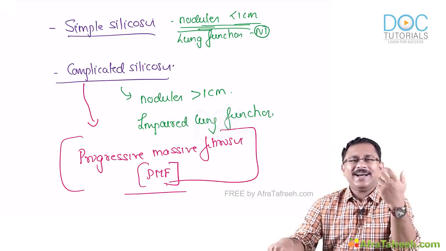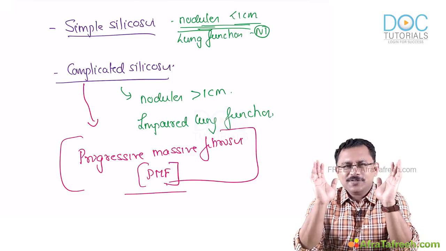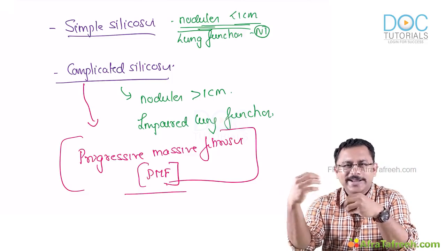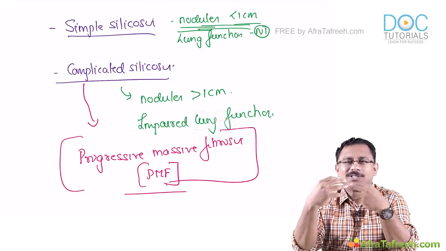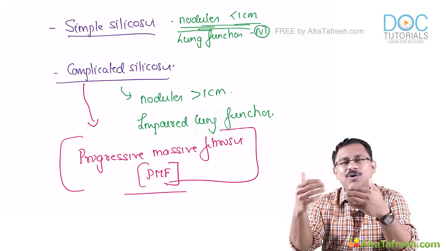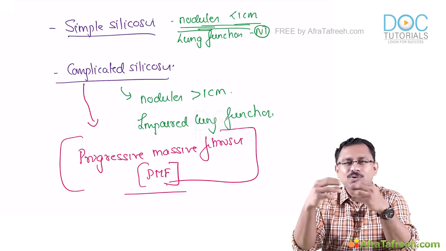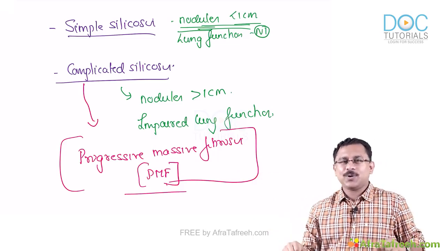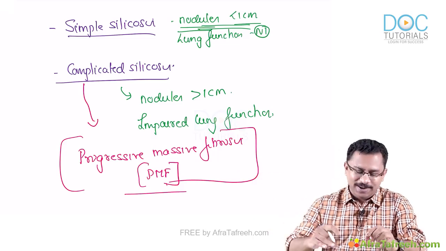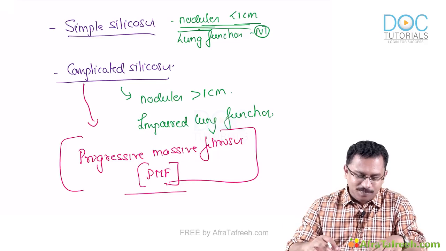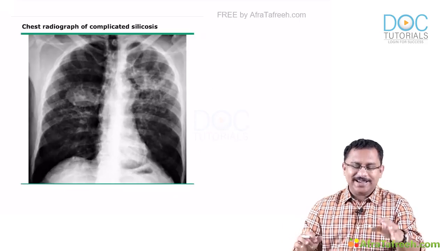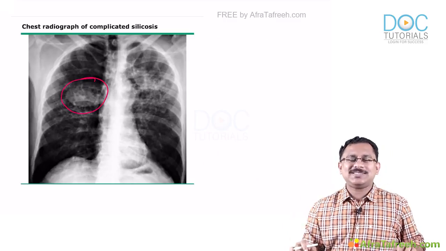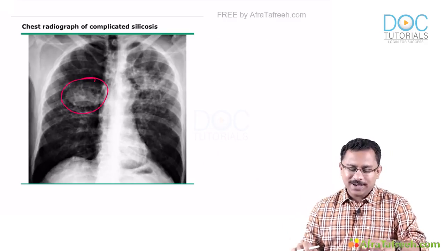And another interesting fact to note is that if somebody has been exposed to silica, even if he is further not exposed to that particular exposure, even then he might go on to develop these symptoms. So even when the exposure has stopped, the disease can progress. That is also something you have got to keep in mind. So simple silicosis and complicated silicosis. So this is an X-ray of a complicated silicosis. You can see the larger nodules.